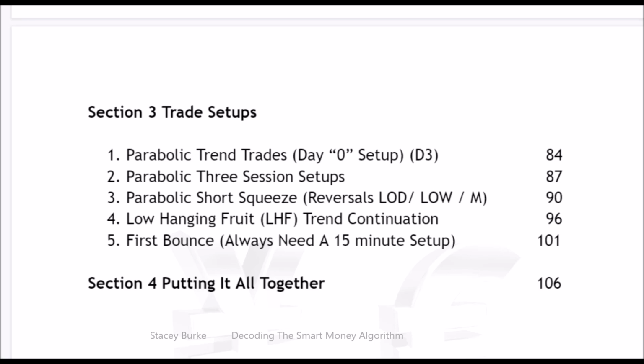Good day, traders. Stacey Burke from Stacey Burke Trading, and today we're going to be talking about one of the best trade setups in the playbook called the Day Zero trade setup. This is a parabolic trend trade, Day Zero.